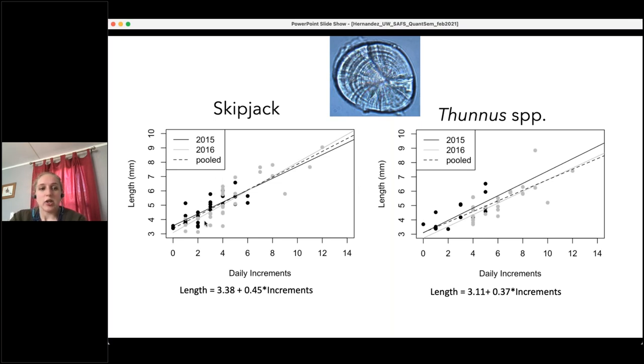So what we find is that there isn't actually a significant difference between the growth rate in 2015 and 2016 for either taxon. And so we'll be using the pooled data going forward.